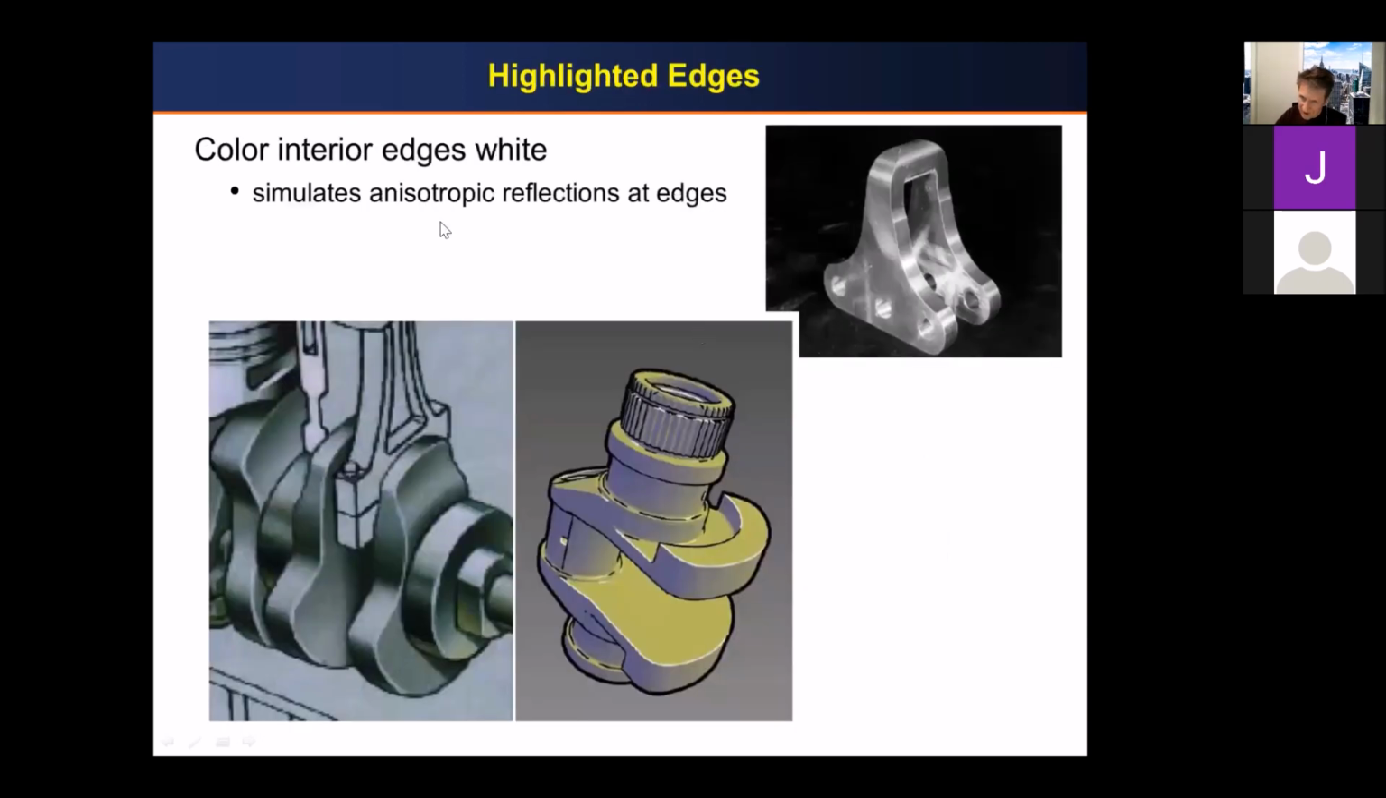So now the next part is highlighted edges, okay? Highlighted edges. So basically this is an observation from Gooch et al. They made the observation that when you look at a metal object like this, it always kind of looks like this, where the edges that are facing the viewer are white, and the edges that are not facing the viewer are dark, right?